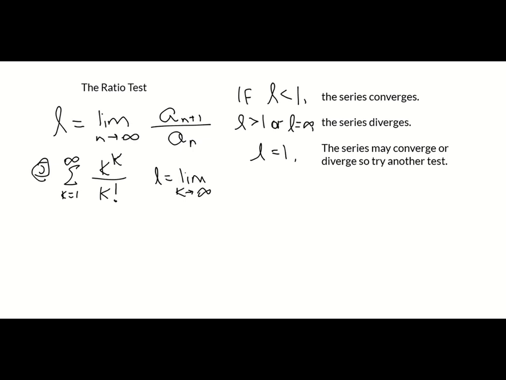well, we're going to plug in k plus 1 everywhere we see a k in this series. So it's going to be k plus 1 raised to the k plus 1 power divided by k plus 1 factorial. So to create that a sub n plus 1, it's the same thing as your original series, except everywhere the k was, we're going to fill in a k plus 1. Then we're going to divide it by the original series or multiply it by the reciprocal of the original series, k factorial over k to the k power.